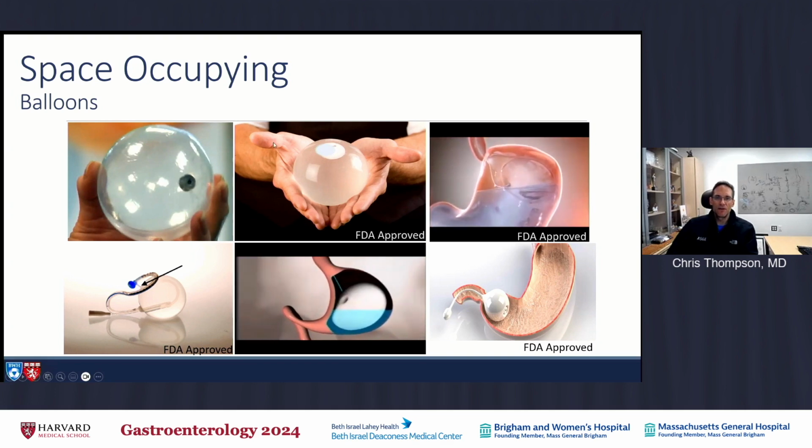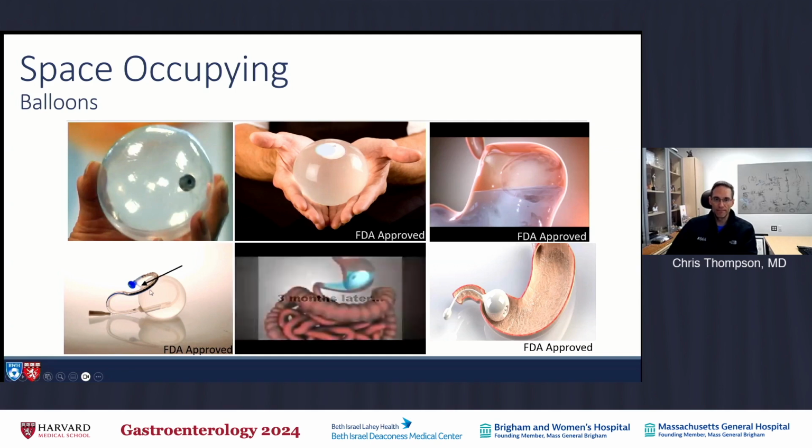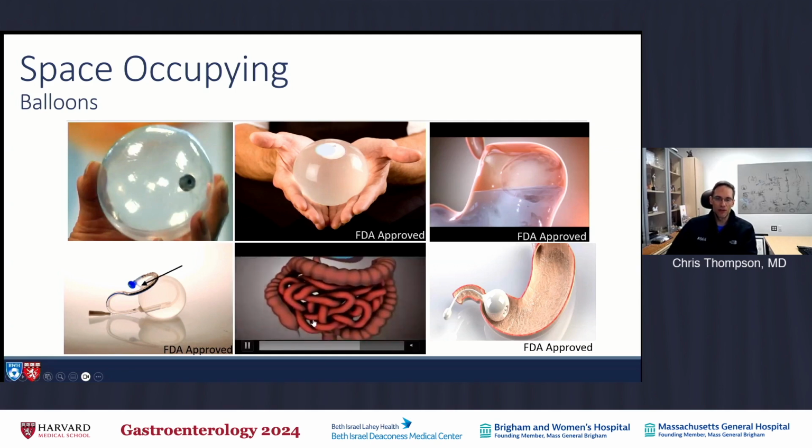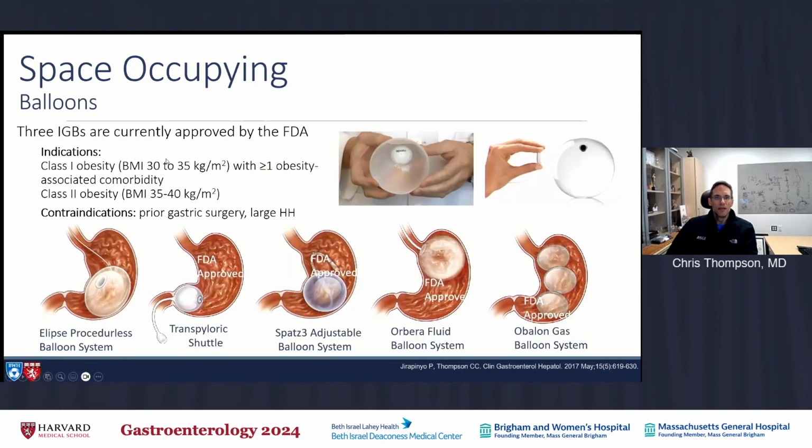They include gas-filled balloons, fluid-filled balloons, balloons that you can pass without an endoscope, and adjustable balloons: if someone is struggling and not losing enough weight, you can make it bigger, and if they're vomiting, you can make it smaller. And some balloons pass on their own, so there's no endoscopy required at all. And then there's a space-occupying device that also includes the pylorus, so it's a little bit flow-altering, a little bit gastric outlet obstruction. So here are the balloons that are approved by the FDA, right?